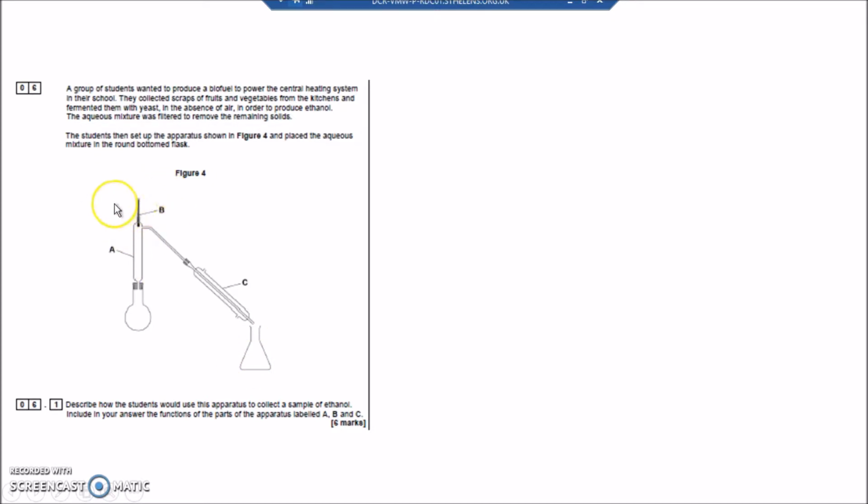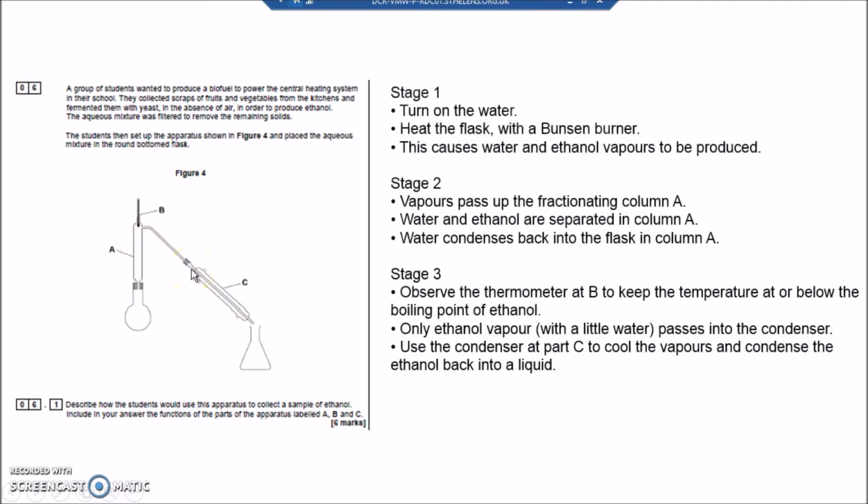And the purpose of B is to ensure that the temperature doesn't rise above 79 degrees C, the boiling point of the ethanol. Otherwise, you won't just get ethanol condensing into the flask, you'll also get some water condensing into the flask as well.